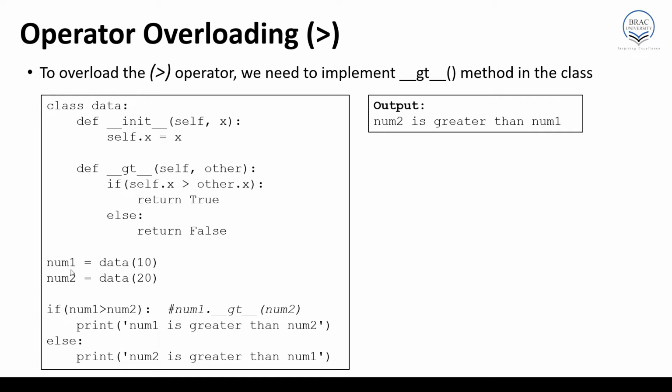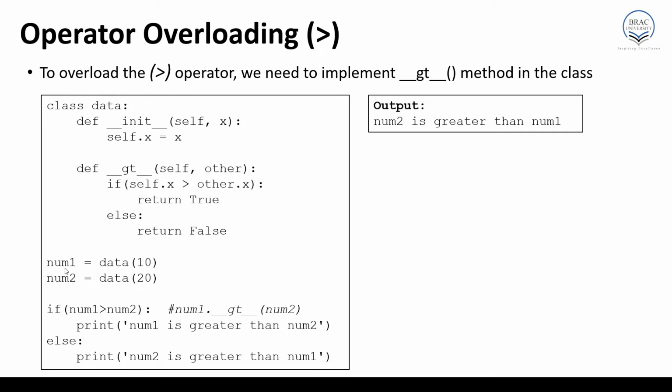So the same thing, number 1 is an instance of data class and number 2 is another instance of data class. So if I'm checking if number 1 is greater than number 2, but those are not actual numbers or of type integer, right? So it cannot directly check whether 10 is greater than 20 or not. We need to implement the GT method here. This GT method is a special method to overload the greater than operator. So define GT with self, and it's receiving other, and inside this we are checking self.x is greater than other.x.